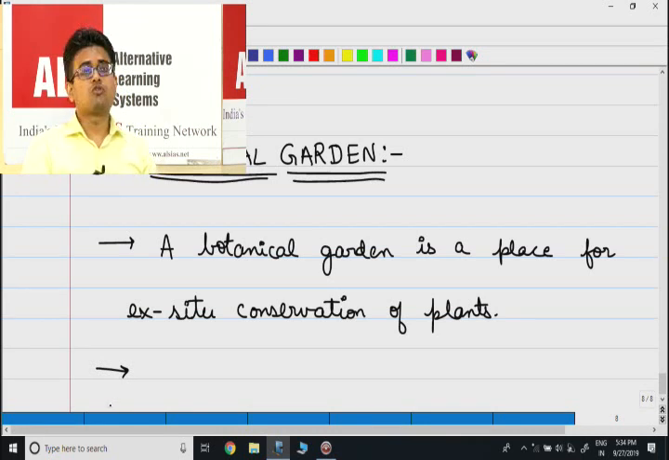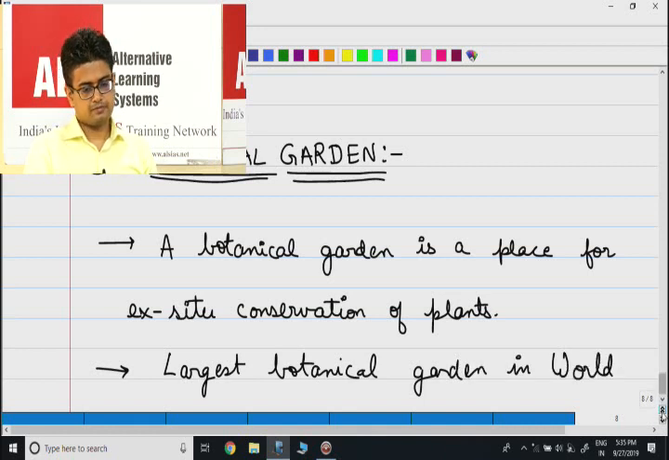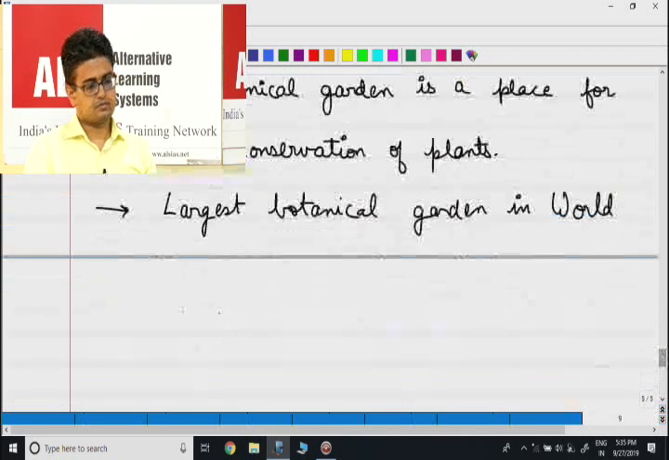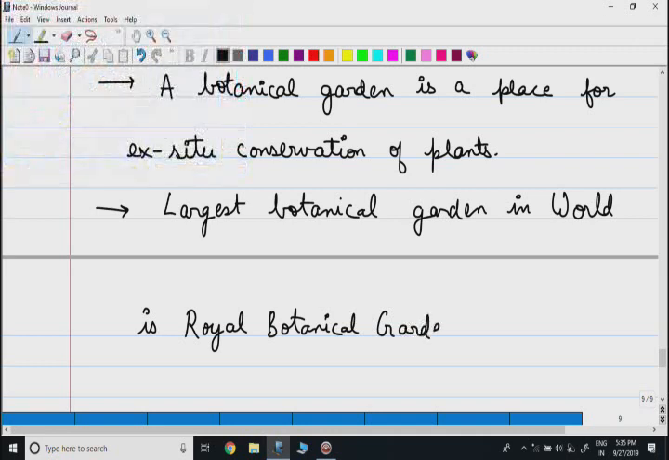Alright. So what are the famous botanical gardens in the world? The largest botanical garden in the world with the maximum number of species is the Kew Botanical Garden. Largest botanical garden in the world is the Royal Botanical Garden, Kew, England.